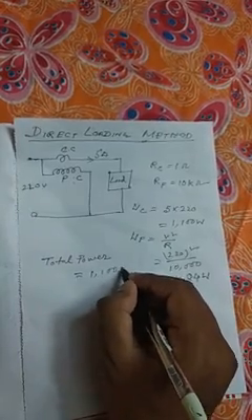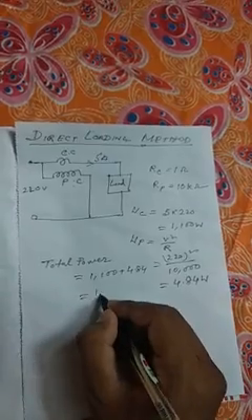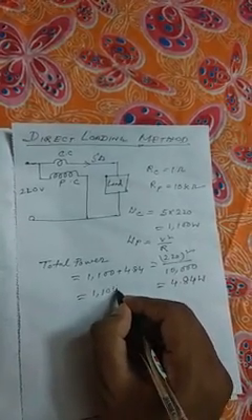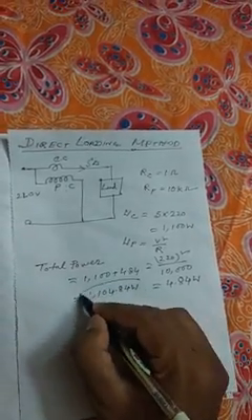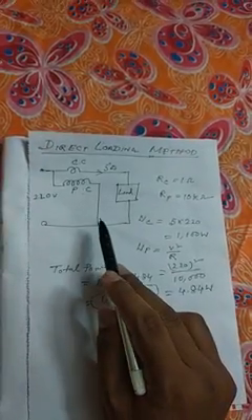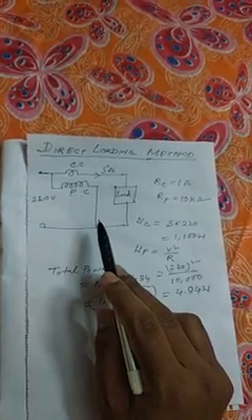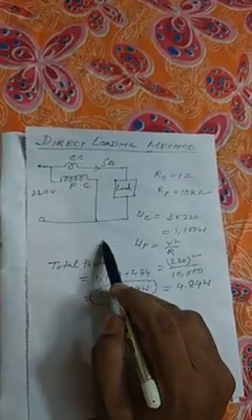Now the total power that is consumed by this conventional circuit is 1100 plus 4.84, that is 1104.84 watt. So this is a huge power that will be consumed by the energy meter if you try to test the meter by using the conventional way.